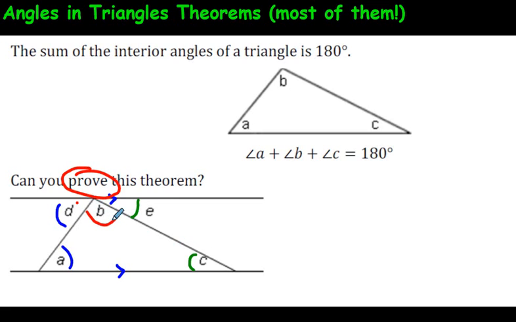And angle B is obviously angle B. So if you were to go D plus B plus E, we know it adds up to 180. That means these three angles also have to add up to 180 degrees.